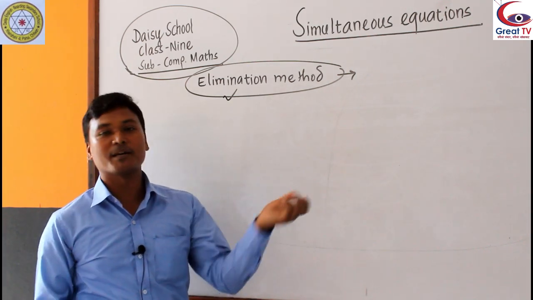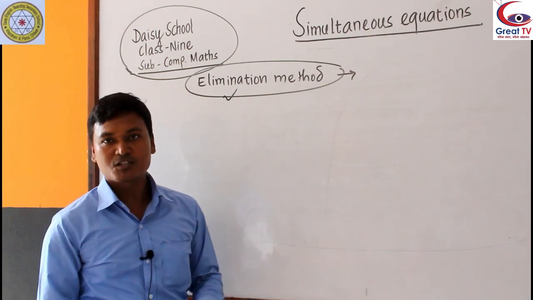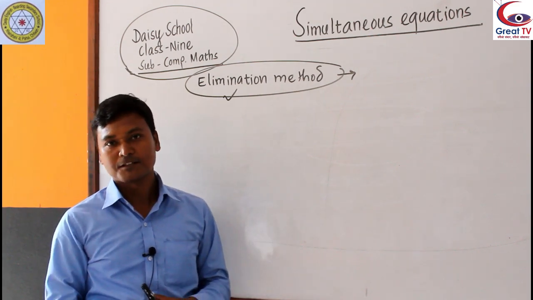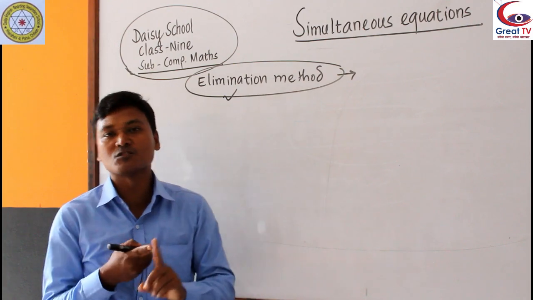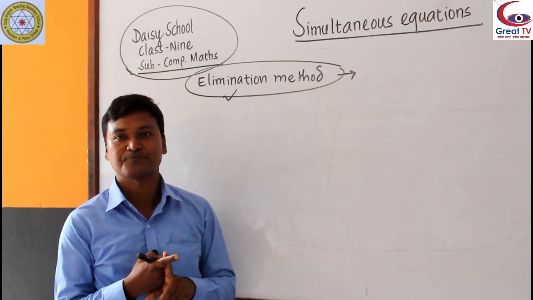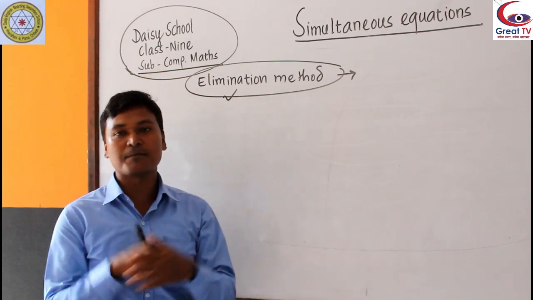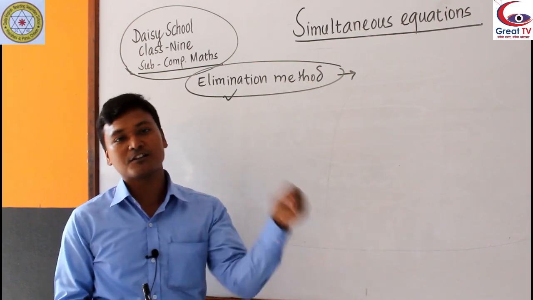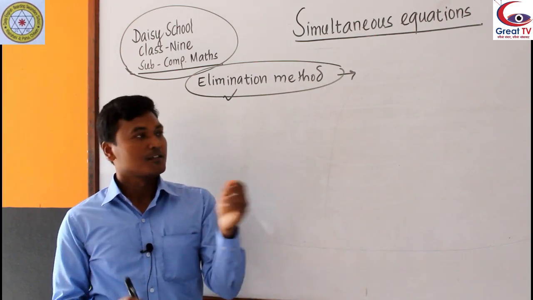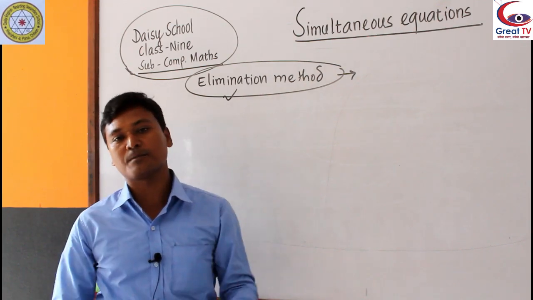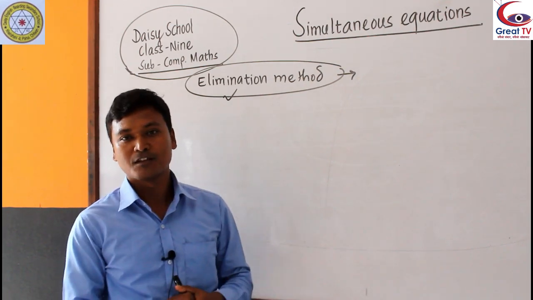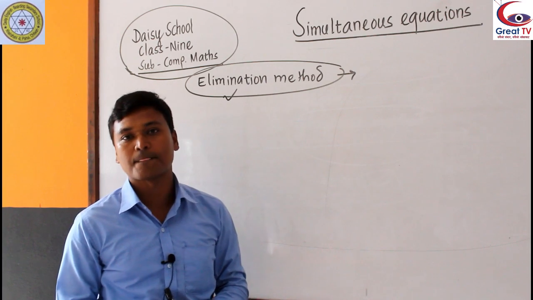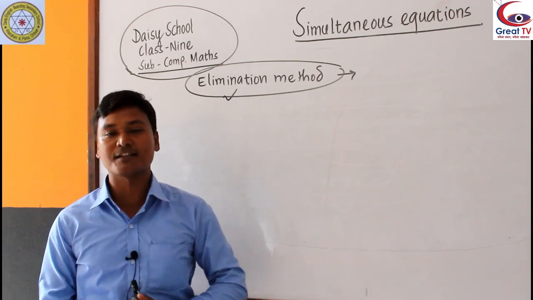In simultaneous equations, you know very well, we have two variables. So we solve either by eliminating the variable x or by eliminating the variable y. If we eliminate x first, we get the value of y first, then the value of x. Or if we eliminate the variable y first and solve, first we get the value of x, then we get the value of y. So let us make it clear with one example.